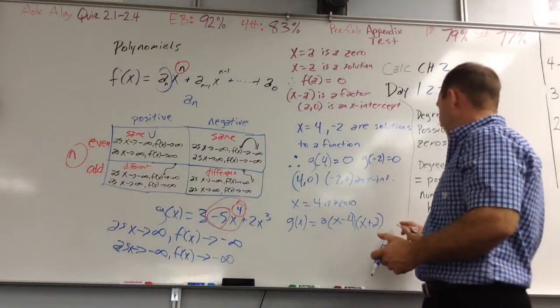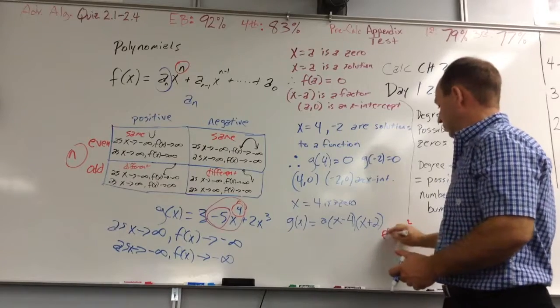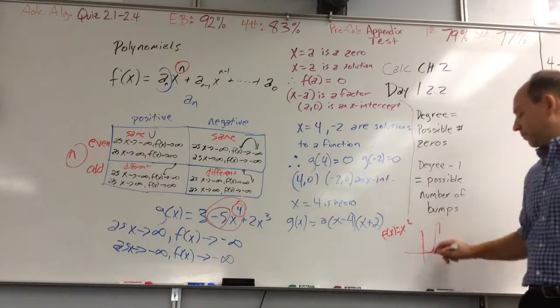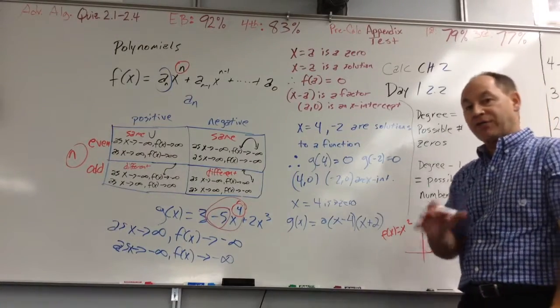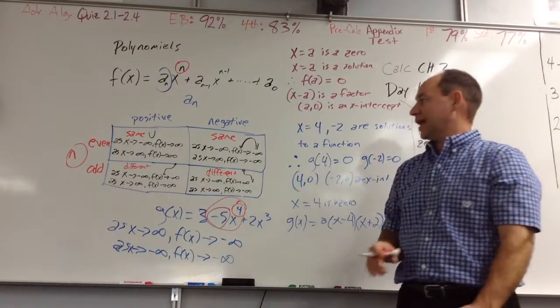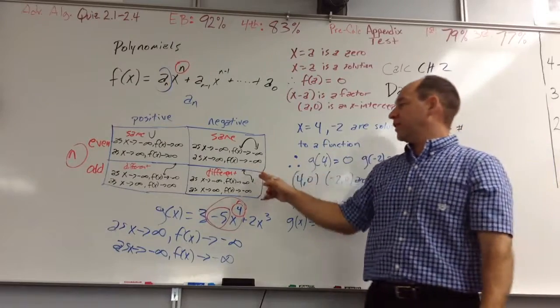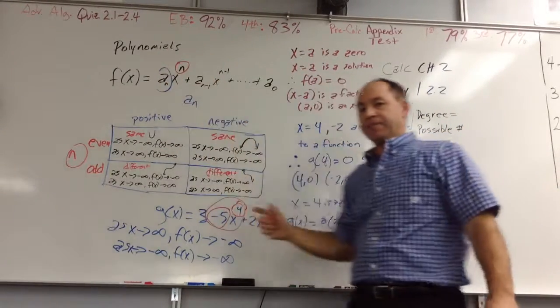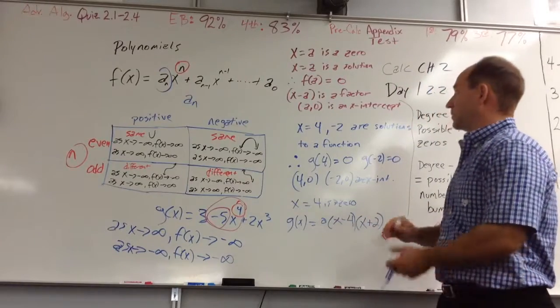So what I mean by that is, if I have an x squared, you know, x squared is a quadratic, how many bumps are in there? 1. If I have an x cubed, how many bumps could I have? 2. Remember, this over here only talked about the ends, what's happening at the ends. With this degree, there could be more bumps in the middle.